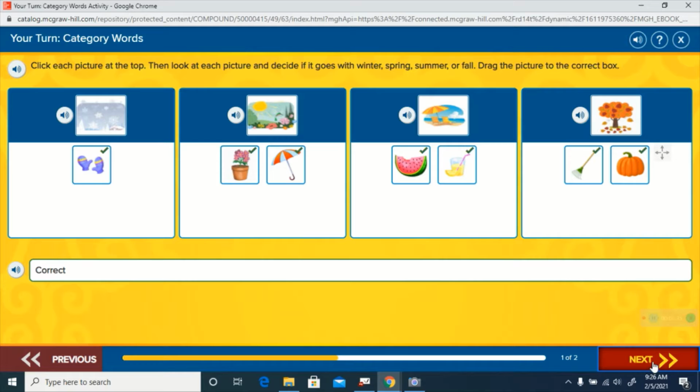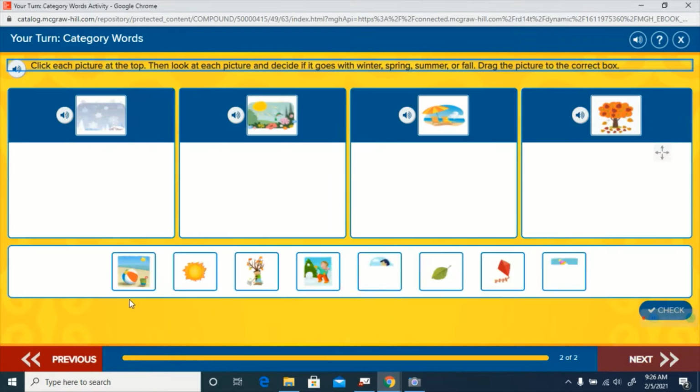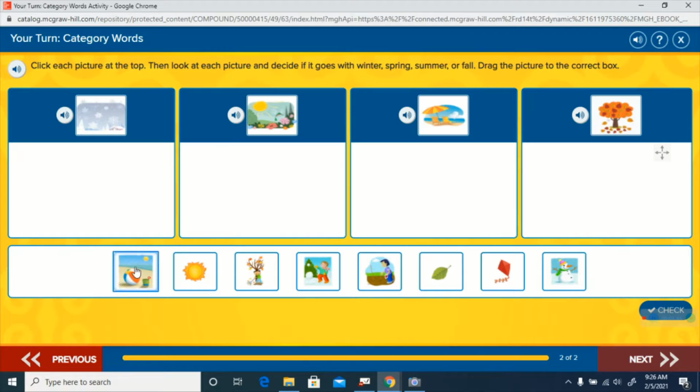Great job! Okay, let's look at the next ones. Here we have a picture of the beach. When do people go to the beach a lot? In the summertime. Here we have a picture of the sun, and the sun is really hot in this picture.